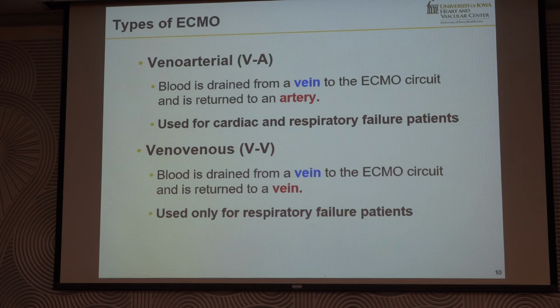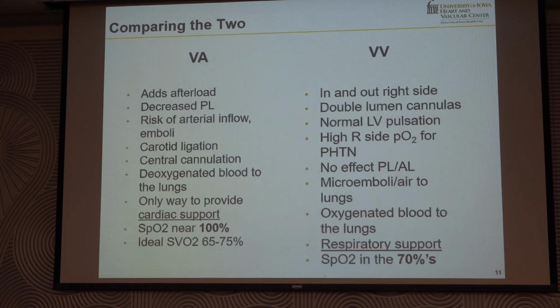So define the 2 different types of ECMO that you will see. You'll see VA, veno-arterial, so we're taking it from a vein, returning it to an artery. And this will provide us pulmonary support as well as cardiac support. You get some cardiac output from it. And then veno-venous, so we're taking it from a vein and we're returning it to a vein. And this is used only for respiratory failure patients. There's no cardiac output or cardiac support provided.